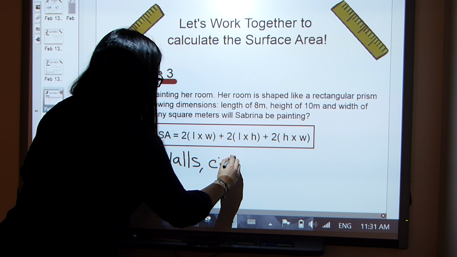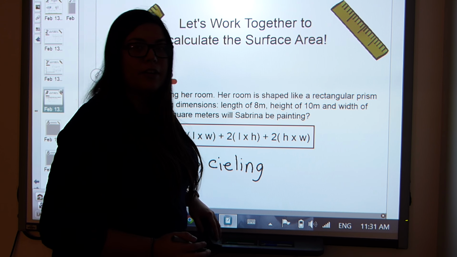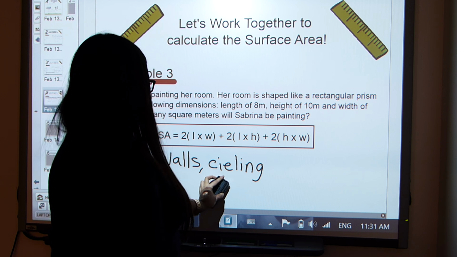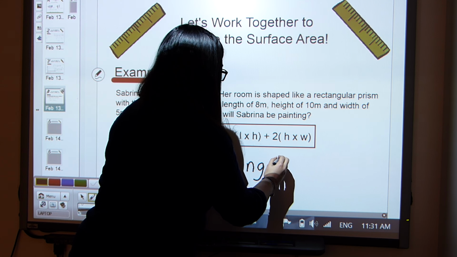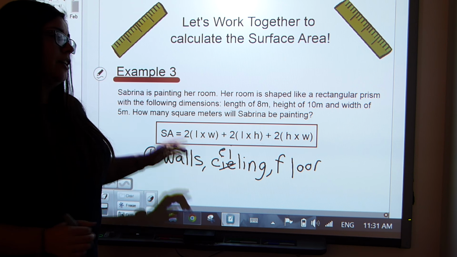Ceiling. I think that's wrong. Yeah. I am not an English teacher. Let me just tell you that. Oh. Alright, that's not working, but okay. And floor. Okay? So that's option 1.